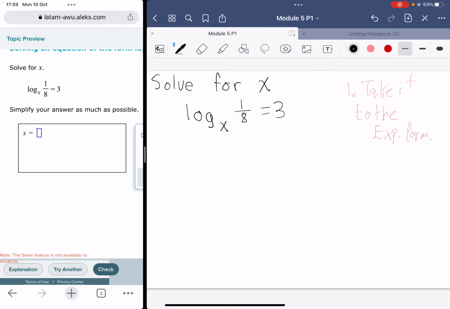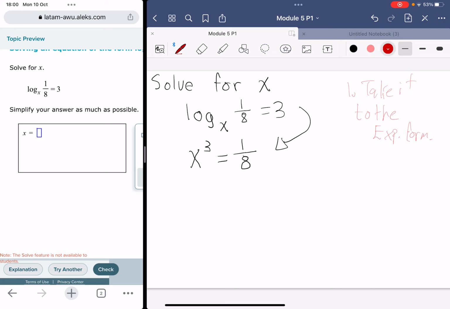Based on that, I'm going to say that the base, which in this case is x raised to the 3, has to be 1 over 8. That is the first thing that I did here. Just take it from the logarithmic to the exponential form. Now, this looks a little bit easier, right? I have it now in an exponential form. I don't have logarithms anymore. I have got rid of that, but I still have some things that don't let me solve for x.